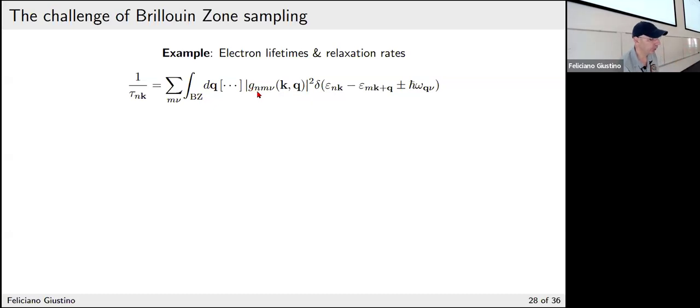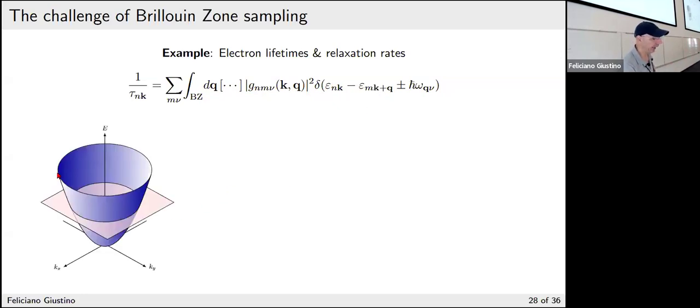This time I'm just using all the indices here. There are some prefactors we don't need to worry about, the square modulus of the matrix element, and then the Dirac delta that tells me that I can scatter only if the energy difference corresponds to plus or minus one phonon energy. Now let's take a simple example. I take a parabolic band, like a semiconductor conduction band minimum, and I want to know the relaxation time of some carriers sitting at this energy, so the intersection of this pink plane with the blue paraboloid. And for simplicity, let's say that the phonon frequency is negligible, so just zero.